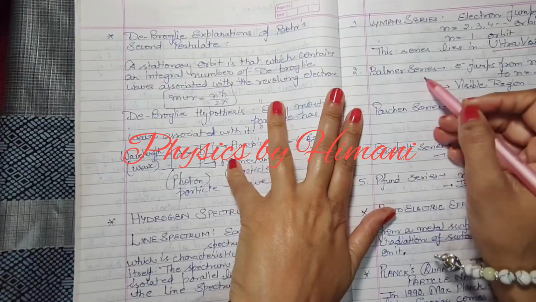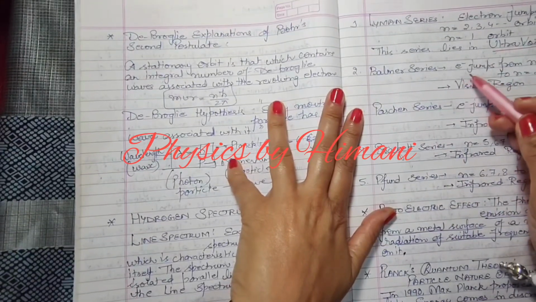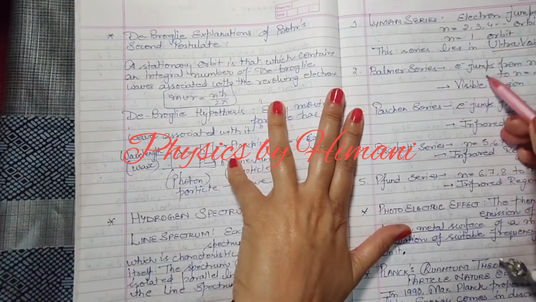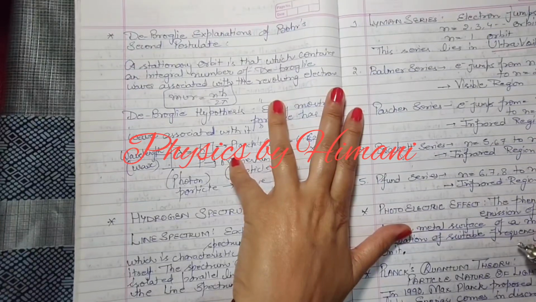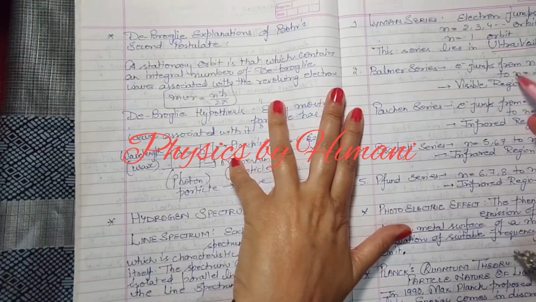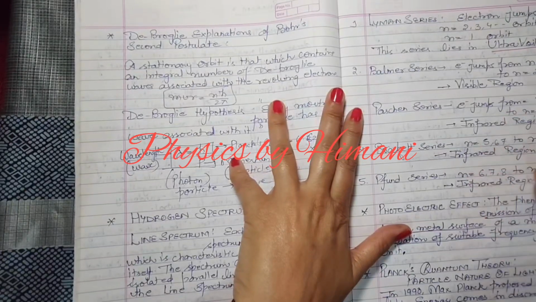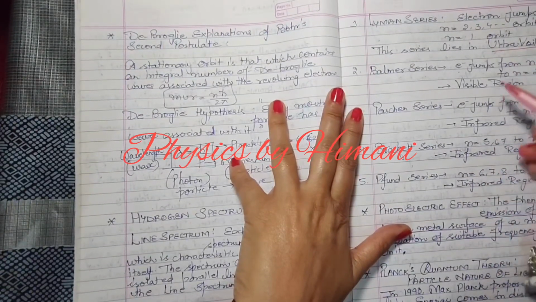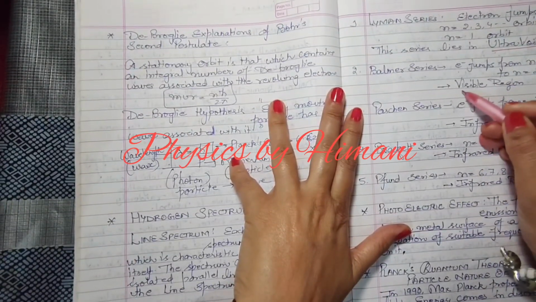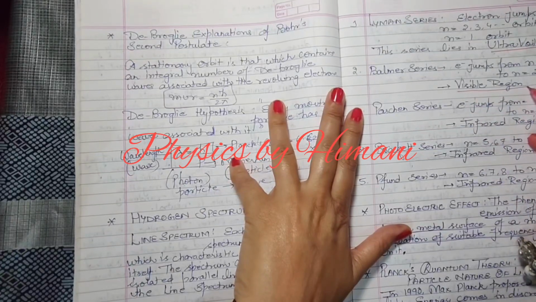Next, the Balmer series. According to it, the electron jumps from n equals 3, 4, 5 orbit to n equals 2 orbit, and this series lies in the visible region.